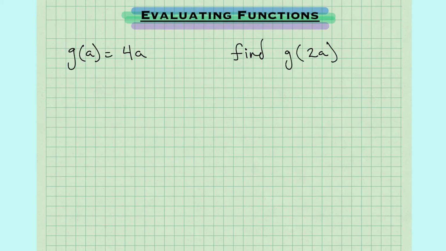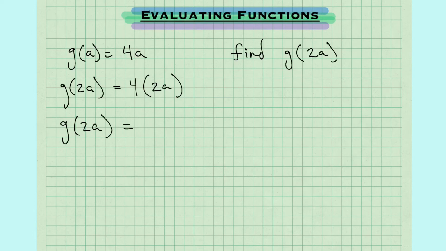All right, g of a equals 4a. Find g of 2a. So here we're going to be looking for g of 2a. I'm going to say that equals 4. Okay, there's our variable a, so we're going to replace that with 2a. So g of 2a equals 4 times 2a. That's going to give us 8a. And there's our answer. g of 2a equals 8a.